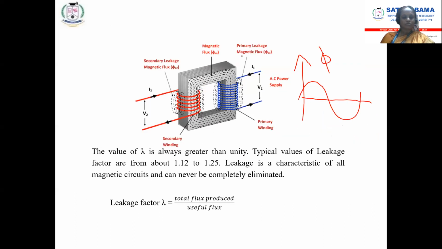Okay. So you understand, total flux by useful flux. At what condition will lambda be equal to 1? There will be no leakage flux. Total flux will be equal to useful flux. But that is said to be the ideal condition. So the lambda will be greater than 1. Obviously the value will be in the range of 1.12 to 1.25. Okay. Then I will move on to the next topic.